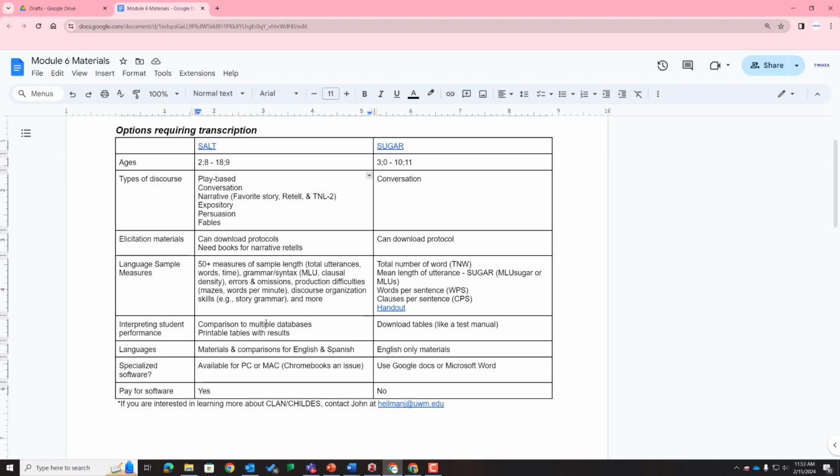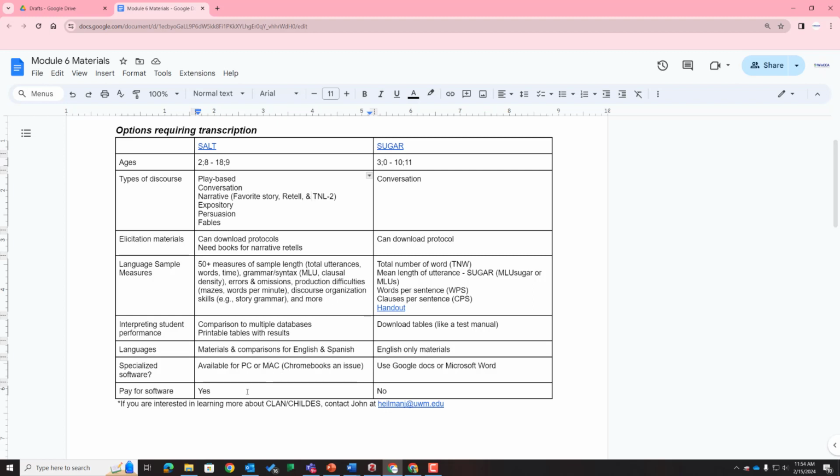And that's a really nice thing: you can have your transcript compared to dozens or up to 100 kids who also did the same discourse task and get automatic printouts of means and standard deviations. There is quite a bit of material available for both English and Spanish speakers, and it's available for PC and Mac. But Chromebooks, I believe, can be an issue.